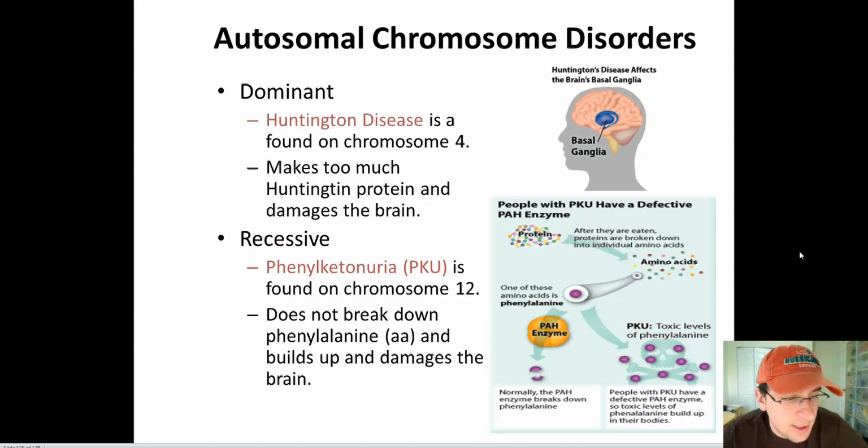And PKU is the inability to process phenylalanine, which is one of the 20 common types of amino acids, because you lack the PAH enzyme, so that will aggregate to toxic levels and cause damage in the brain as well as other parts of the body. So Huntington's disease is an example of a dominant trait versus PKU, which is an example of a recessive trait. So these are just showing you how there can be disorders which are both recessive and dominant.